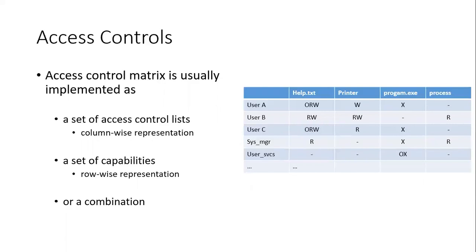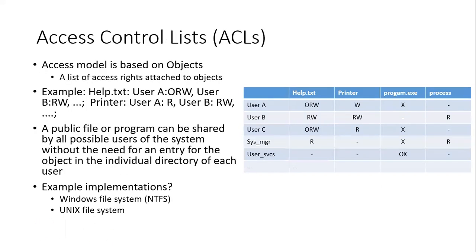Access control matrix is usually implemented as a set of access control lists, a column-wise representation, or a set of capabilities. Capabilities mean what they can do. We call it a row-wise representation, or we can have a combination of it. Access control is based on the objects, a list of access control rights to the object. For example, for a text file, user A can read and write, user B can read and write only. This is the same explanation we did.